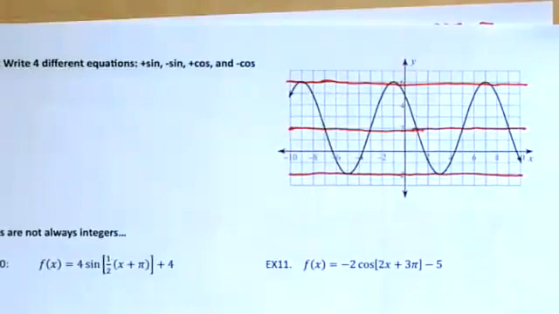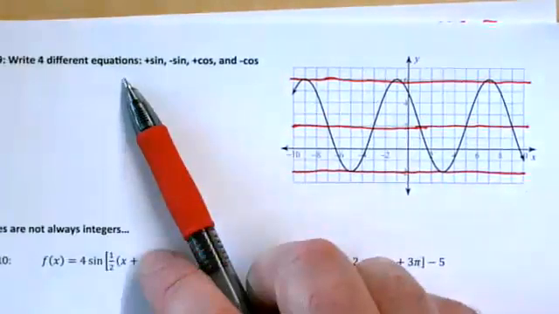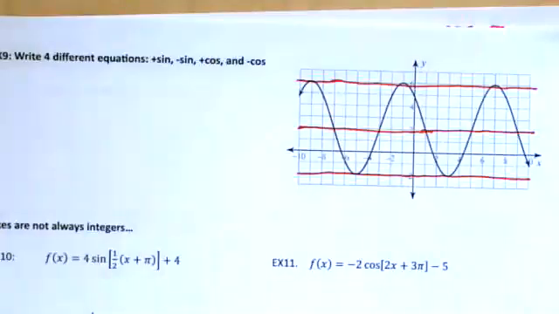Okay, so just remember to find that center line, you can just take the average of your max and your min. And you know how to take the average of 2 numbers, add them up and divide by 2. All right, so this asks us to write 4 different equations. I'm satisfied with just one here. What's jumping out at you?